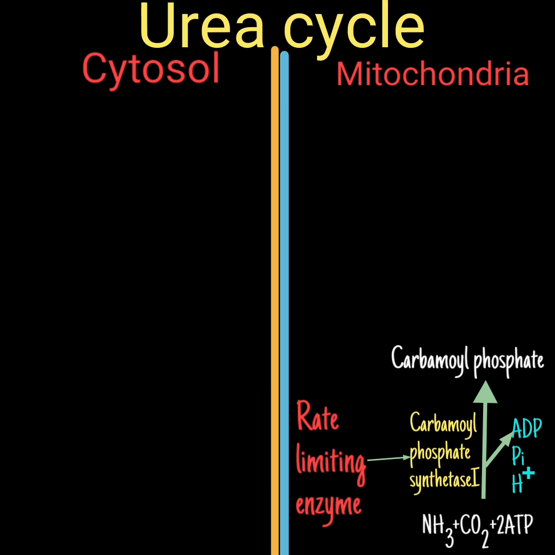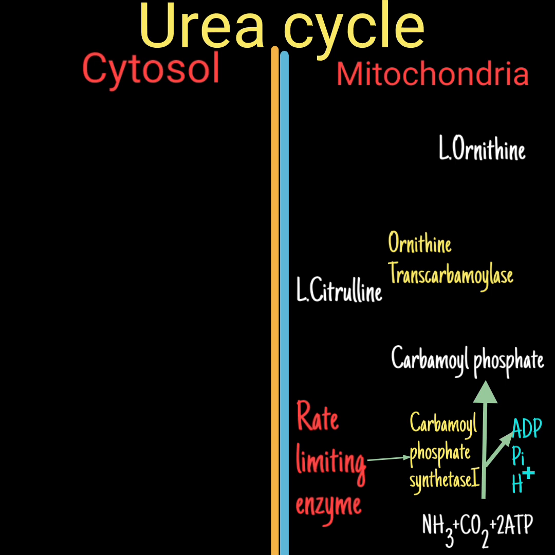Similarly, the second step is the formation of L-citrulline or levocitrulline. Carbamyl phosphate and levoornithine or L-ornithine react in the presence of the enzyme ornithine transcarbamylase to give the product L-citrulline, and the byproduct of this step is inorganic phosphate.